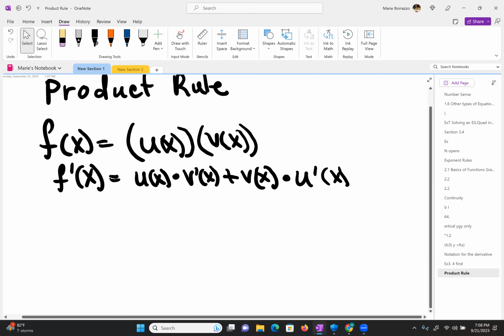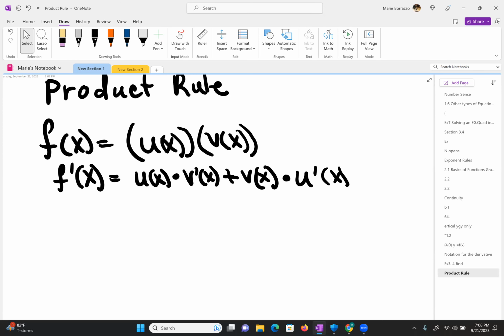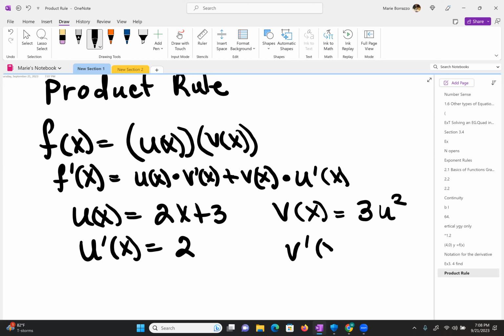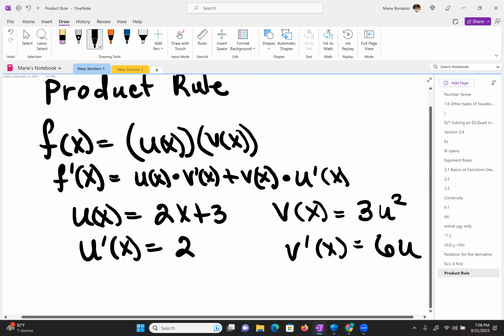So let me follow up with a really clear and easy to follow example. So let's say u of x as a function is simply 2x plus 3. We know that the first derivative of this function is simply 2. If I do the same thing for v of x, and I know that that function is 3u squared, I know that the derivative of this function is simply 6u. So far, so good.